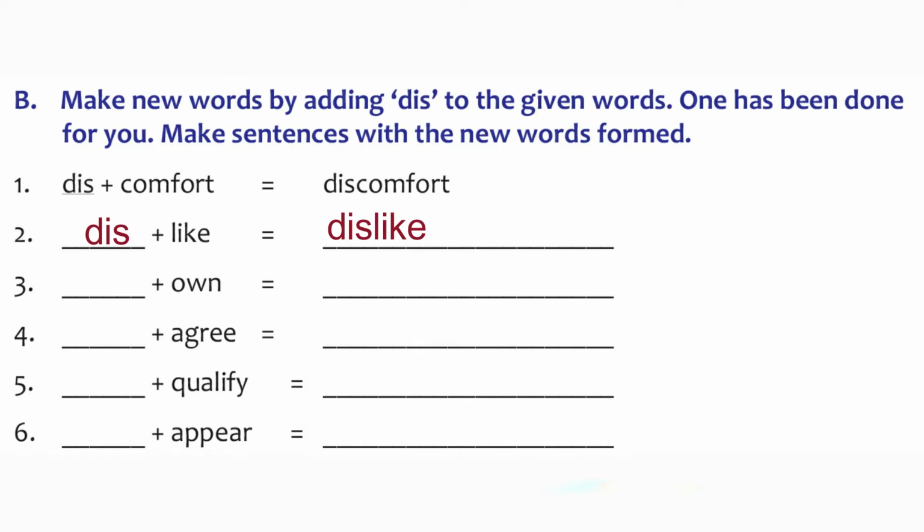So in the same way, you go ahead and write down DIS in front of all those words, and then you will come to know what kind of word you get by adding this in front of each of these words. Now, let's move on to the next one.